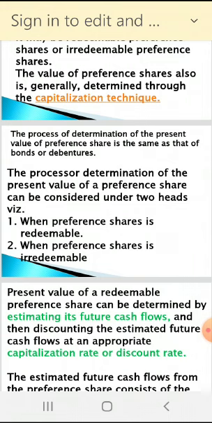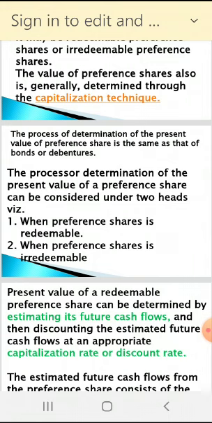Again I am repeating. In a debenture or bond we are paying interest. In a preference share we are giving dividend. Is it clear? The process of determination of the present value of a preference share can be considered under two heads.